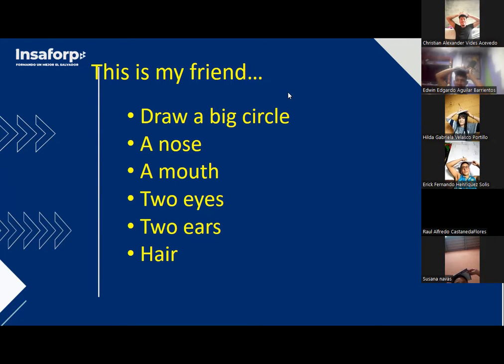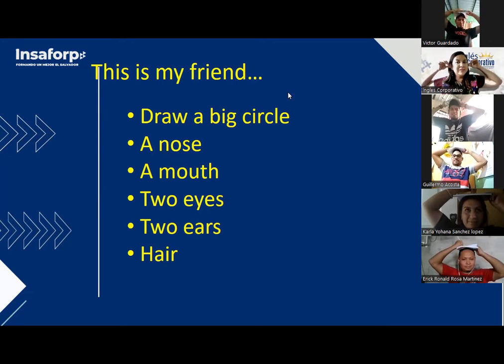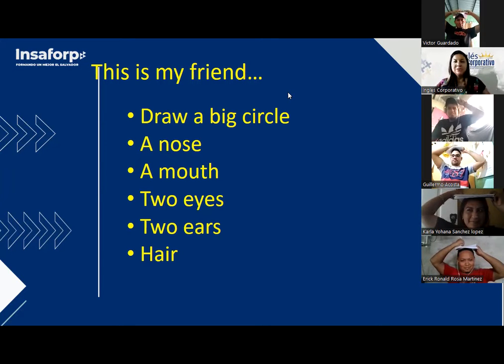Very nice. Todo dentro del círculo, pero con el cuaderno en la cabeza. Ah, bueno. Sí, al tanteo. Okay, draw two ears. Dos orejas. Use your imagination. And finally, draw hair. Long hair or curly hair or short hair. Usted elige cómo quiere el cabello. Curly, straight, short, or long.